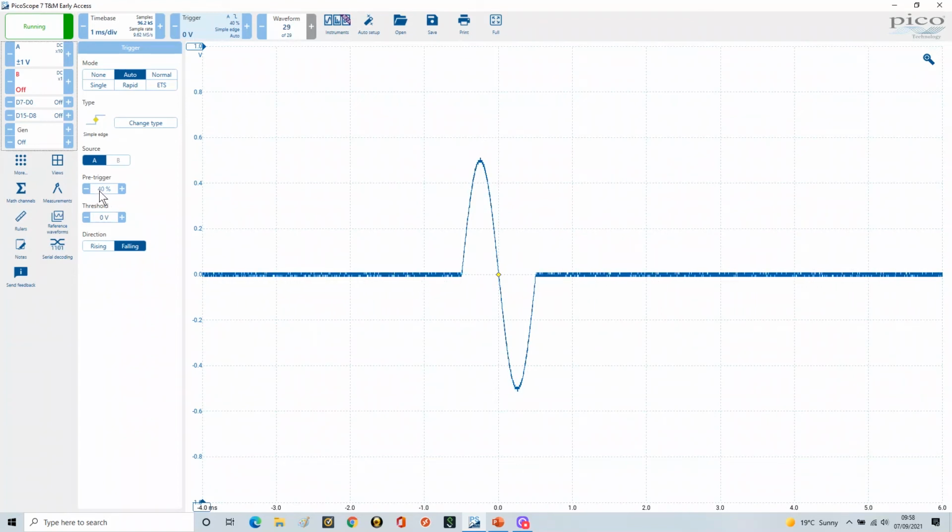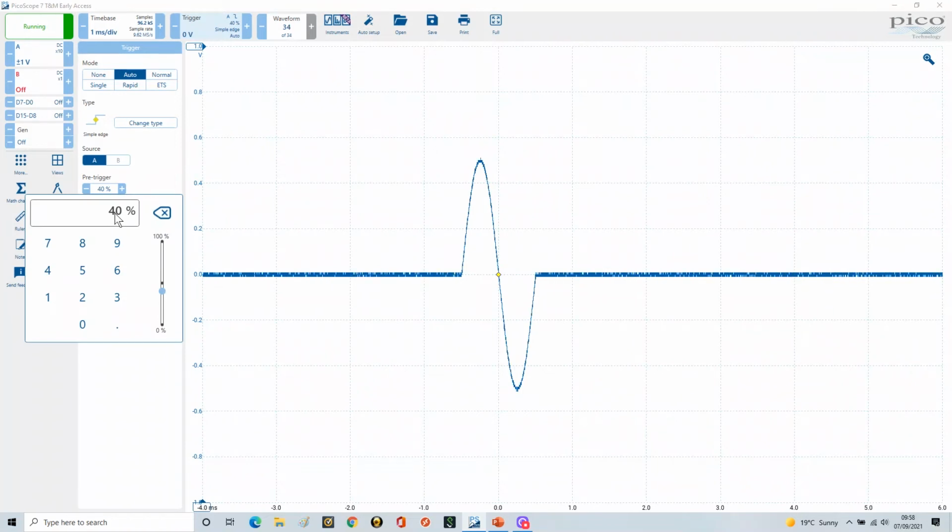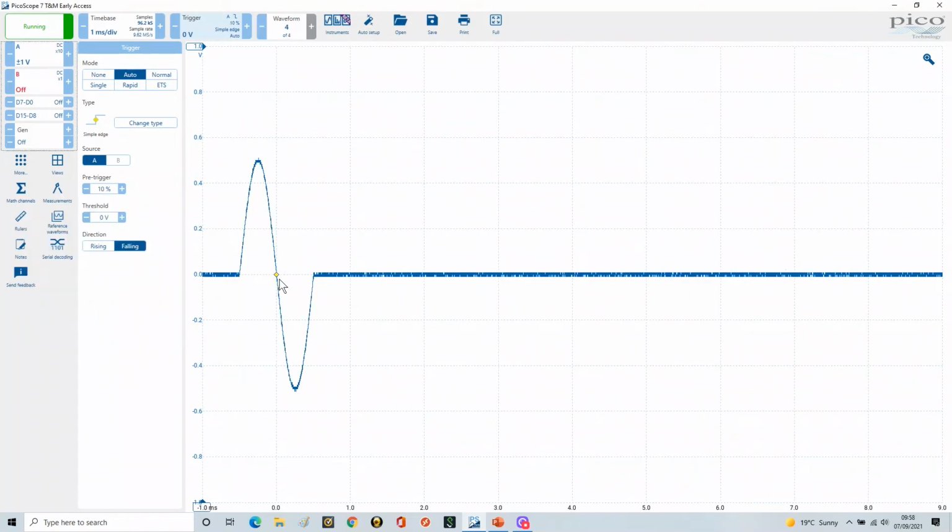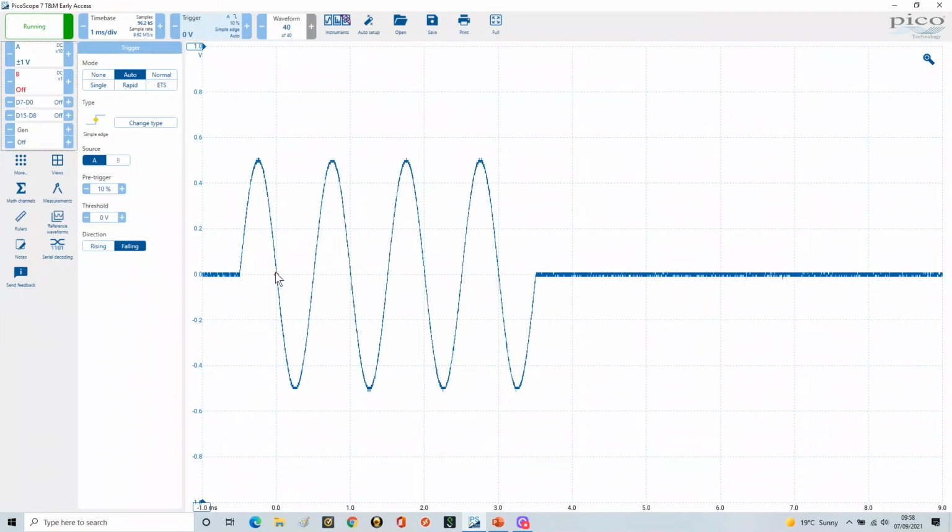And I can move this again and put this down to 10%. Now you'll see at 10%, we're just seeing the start of the capture and the remaining period. Now this is interesting. So I'm going to change the burst here so I can look at more data. I'm going to change the number of cycles from 1 to 4. And let's go enter. And now you'll see it's picked up 4 cycles. So by changing the pre-trigger, it allows me to see more of the post signal. So there's the start of the signal, and then I can see more of it.